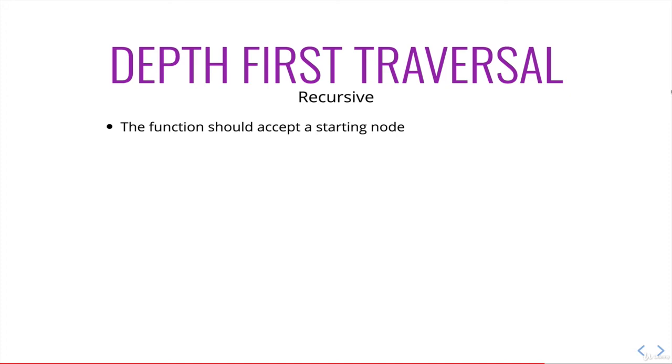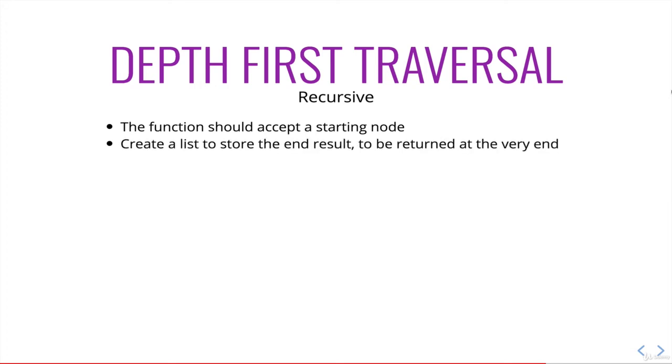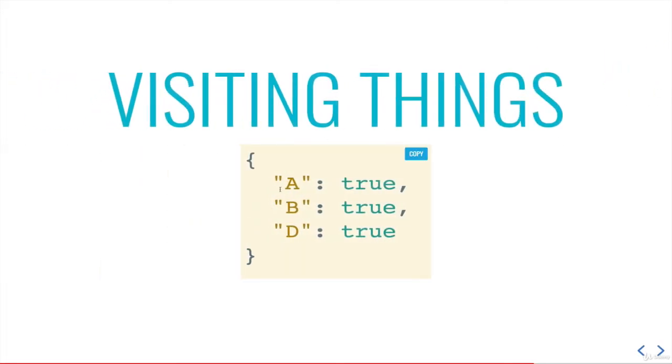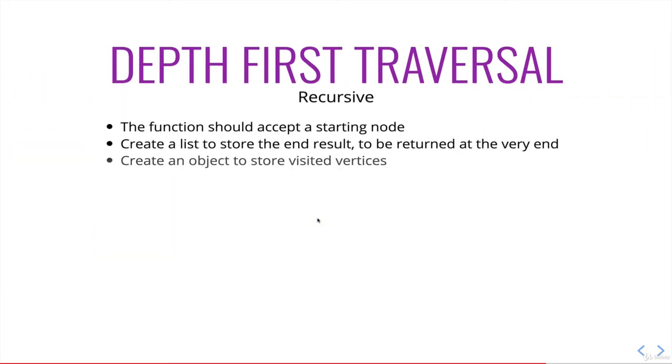So as far as the more explicit, more detailed pseudocode for the recursive version, write a function that accepts a starting node. We'll just go with A for now, but don't make it implicit. Don't set a default. We pass in A. Then you're going to create an empty list, an array, to store the end result that you'll return at the very end. So this will store the order. It should be A, and then B, and then D, and so on, if we're starting from A. Create an object to store your visited vertices. So that's something like this, but it should start empty.